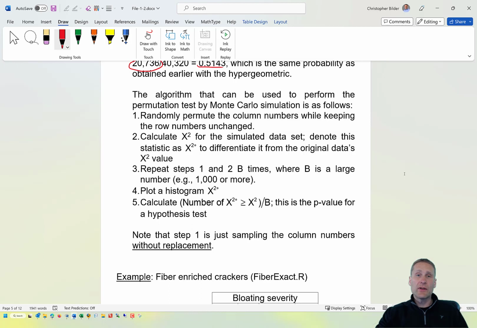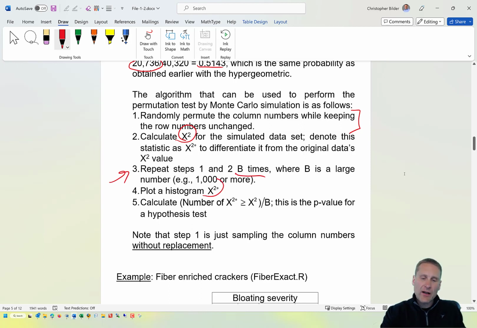And that is what's going to give us what's called our permutation testing procedure. So here's the algorithm that one could use to do this process. Step 1, randomly permute the column numbers while keeping the row numbers unchanged. Step 2, calculate my Pearson statistic for the simulated data set. Denote the statistic as x squared star to help differentiate it from our original x squared that was observed on the actual data itself. And I'm going to repeat steps 1 and 2, capital B times.